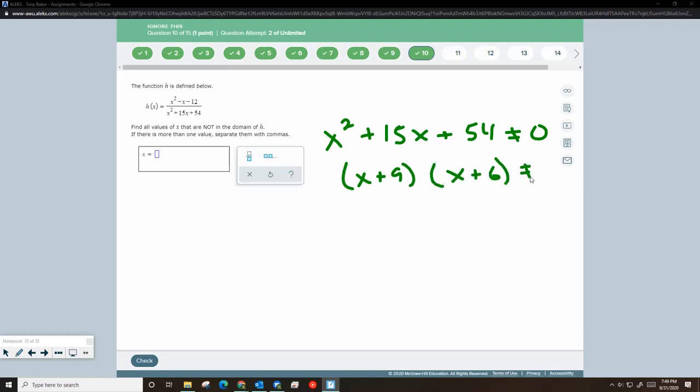So then we're going to set each of those equal to 0. So x plus 9 does not equal 0. x plus 6 does not equal 0. So x cannot equal negative 9, and x cannot equal negative 6. So those are my 2 answers.